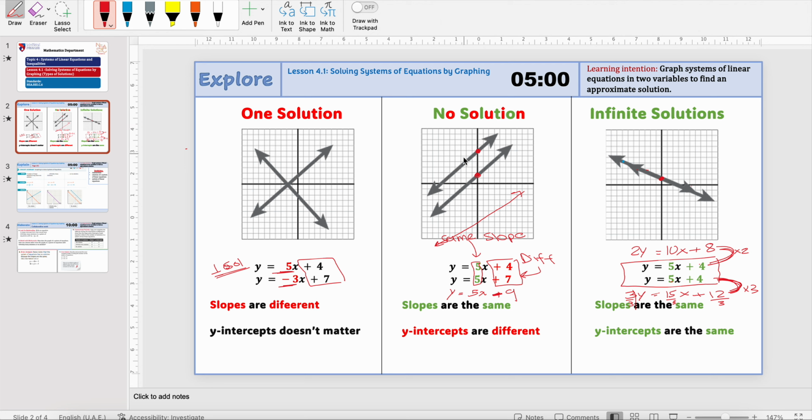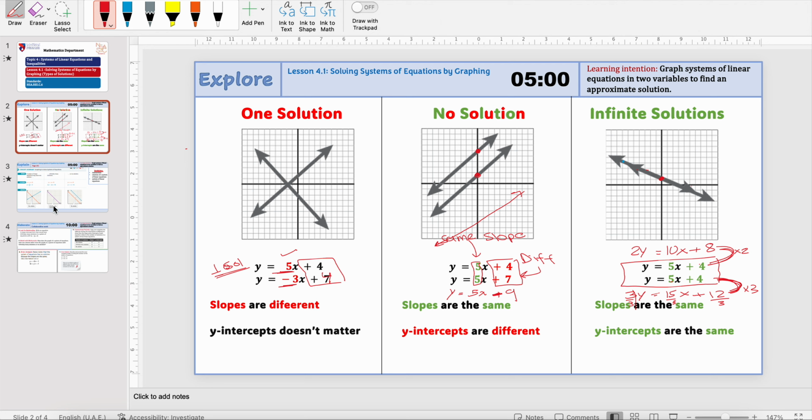Now no solution, we have same slope but different intercept. So as you can see, they are both in the same slope, but they are intersecting the y-axis in different locations. And one solution, they must have different slope, and that's it. This will guarantee that they will intersect. The intercept, I really don't care about it. It can be the same, it can be different, it doesn't really matter.